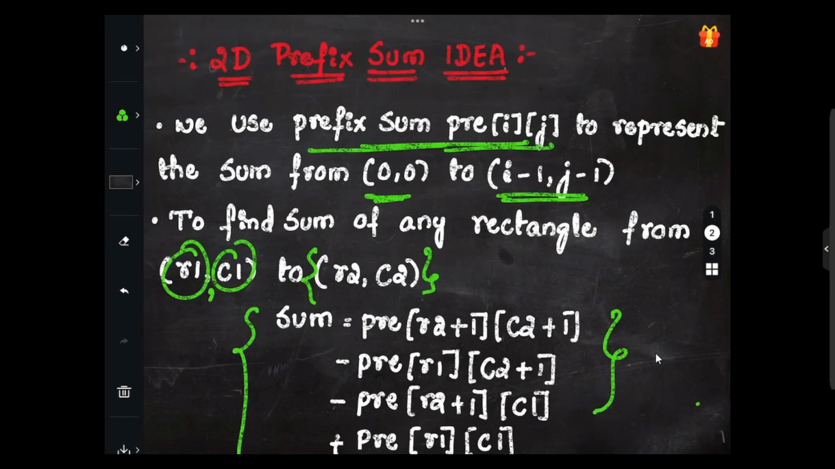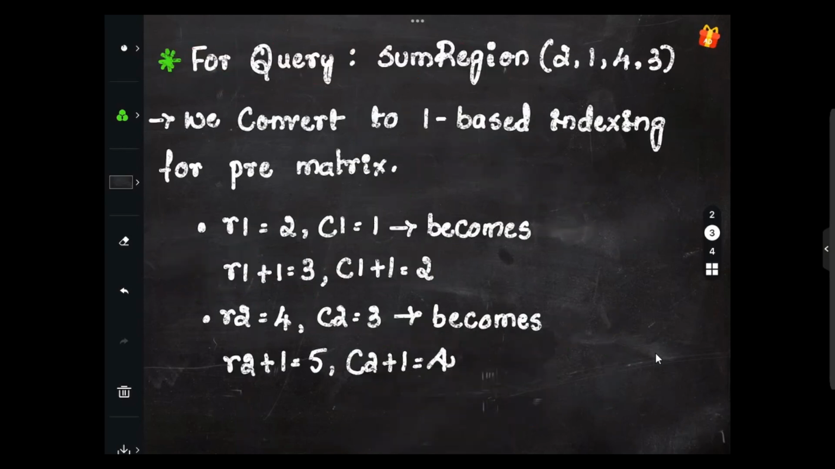2D prefix sum idea. Here this is nothing but prefix of r2 plus 1, nothing but row 2 plus 1 and column 2 plus 1, minus prefix of r1 and c2 plus 1, and minus prefix of r2 plus 1, c1, and for the last one, plus prefix of r1 c1. So for the query we are going with the sum region 2143, right? So this is for the first one.